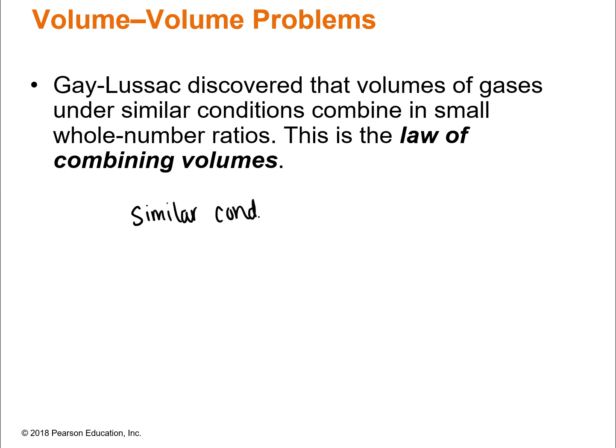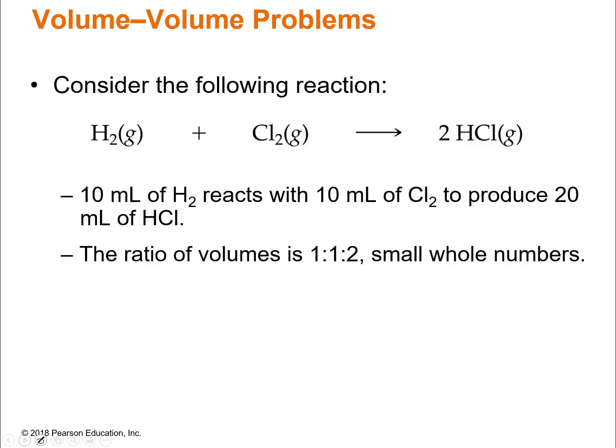So similar conditions equals same temperature, which is T, and pressure, which is P. So consider this reaction. Let's say that we've got hydrogen gas, chlorine gas, and we're making some HCl. That's also a gas. If I take 10 milliliters of each reactant, I'm going to produce 20 milliliters of product.